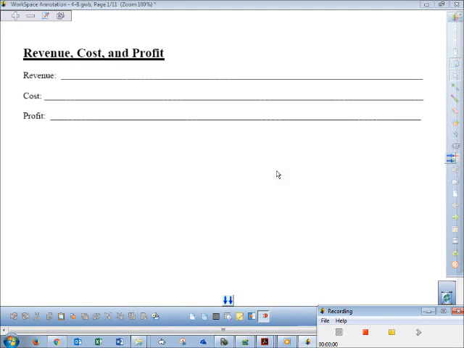Alright, 4.8 in Advanced Algebra 2, profit today. Three major words dealing with a profit situation: revenue, cost, and profit. Let's define them first, and then we can get into some examples.